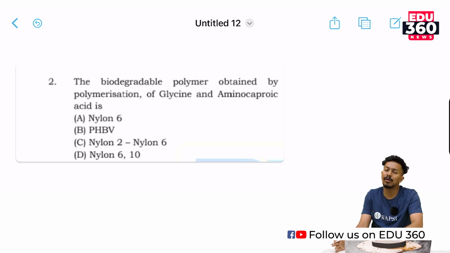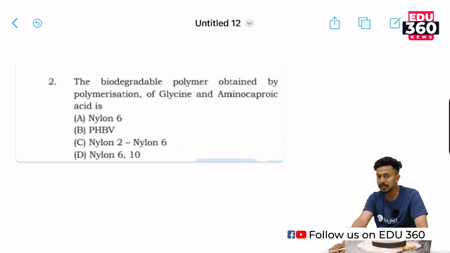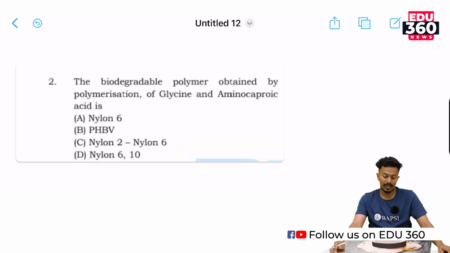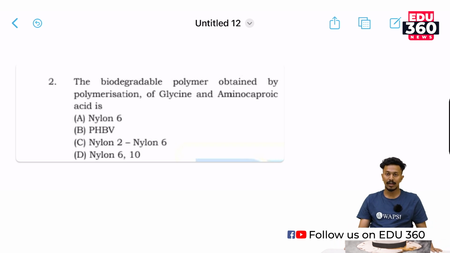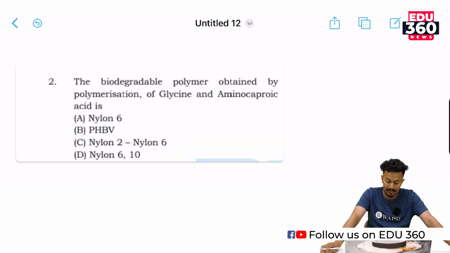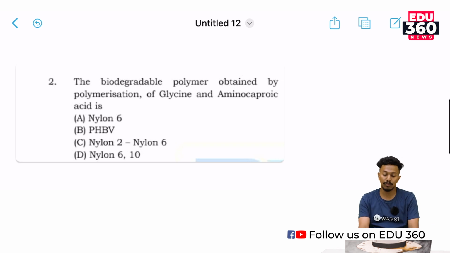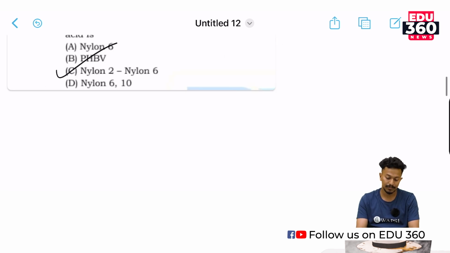We have changed suddenly from biomolecules to the polymer section. Well, we'll look at that. What are the biodegradable polymers? Nylon 6,6 is not biodegradable, so we could rule out that one. Nylon 6 is not biodegradable either. It's actually nylon 2, nylon 6. We have studied in the polymer section that nylon 2, nylon 6 is a biodegradable polymer obtained by the polymerization of glycine and aminocaproic acid. So the correct option for this question would be option C, nylon 2, nylon 6.